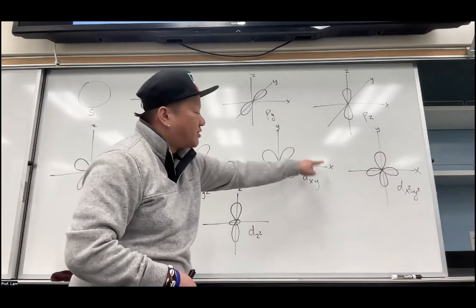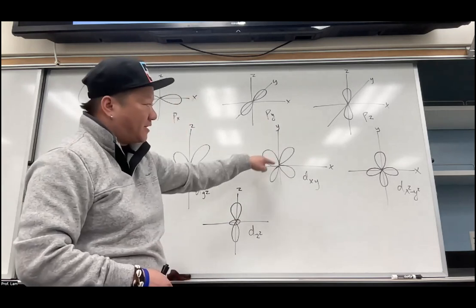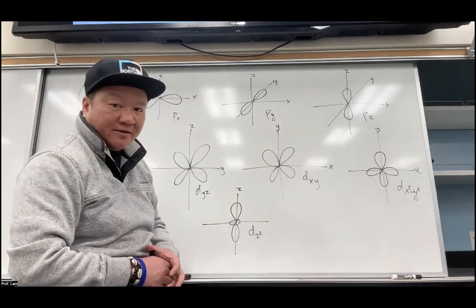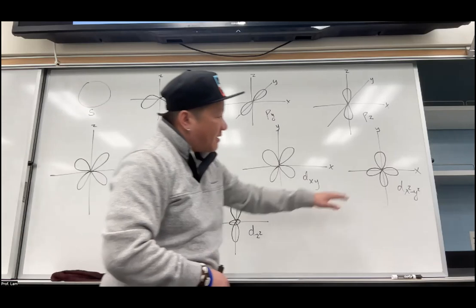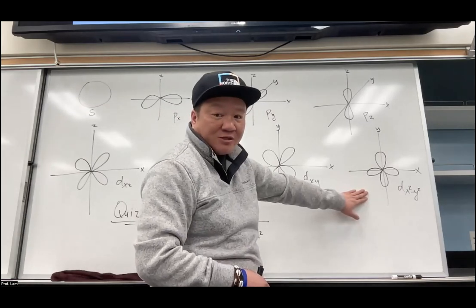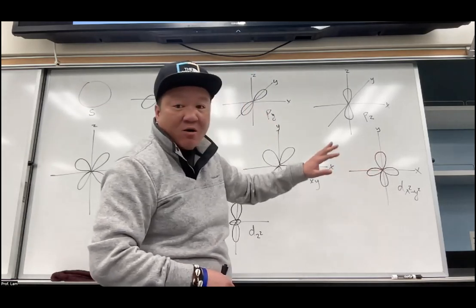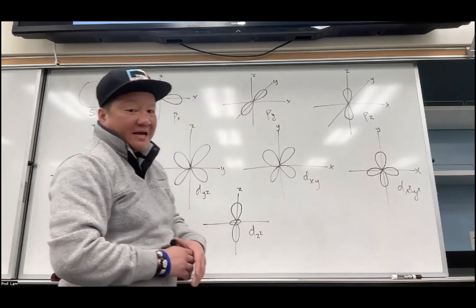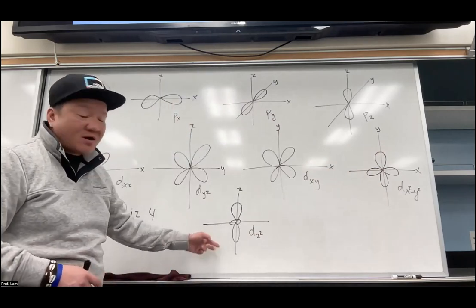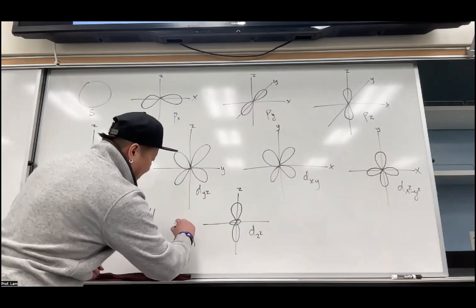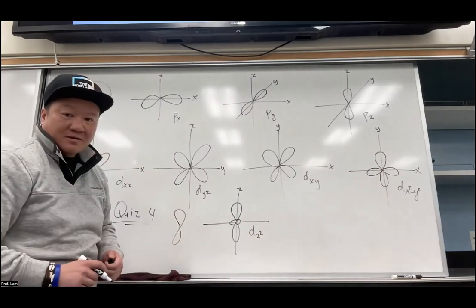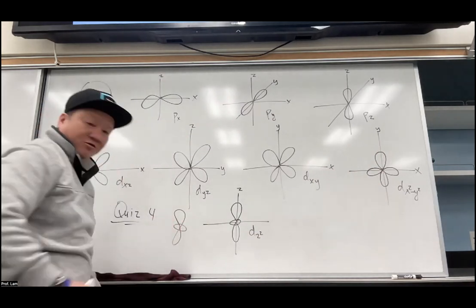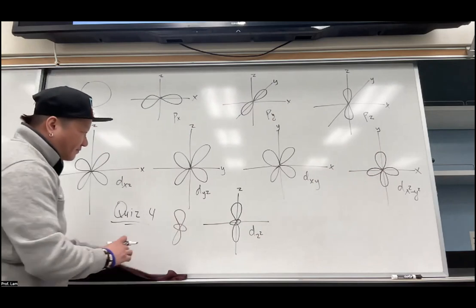dxy, switch the labels, x and y. Make sure the orbitals are in between the x and y axis. And when you draw dx squared minus y squared, make sure the lobes are now on the axis. And then dz squared, the last one, just make, like a p orbital, and then draw a circle, just like that.